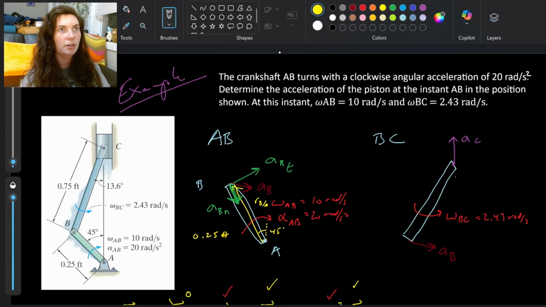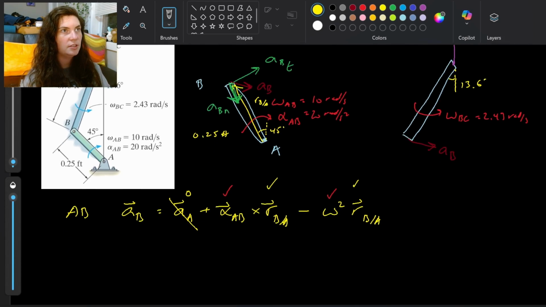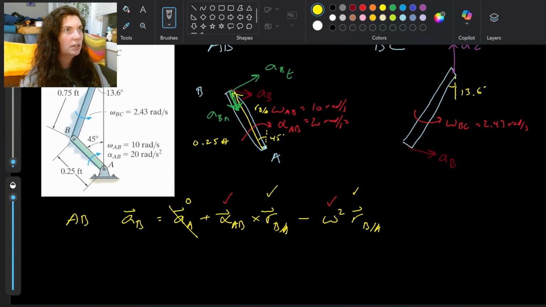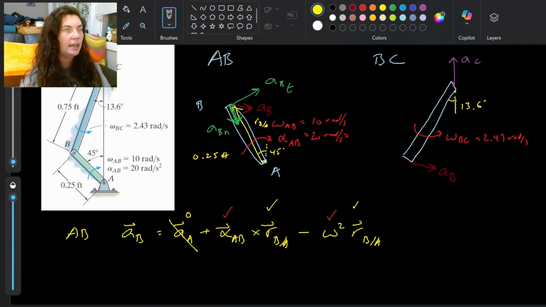And I guess I could note this angle here. They gave us an odd little angle, 13.6 degrees. So with that, we know that we need to find this AB term in order to find this AC term. So let's go back to our equation for the AB section of the rod to find acceleration of B.